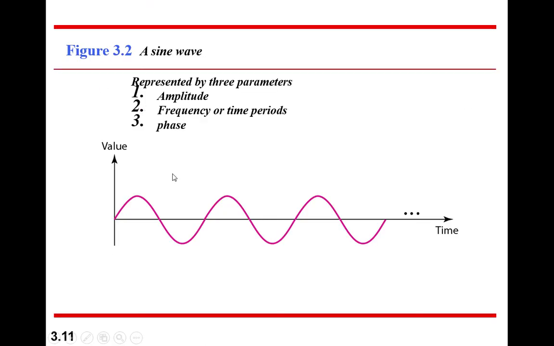Now a signal is an electromagnetic wave, or a sine wave. It is basically represented by three parameters: amplitude, frequency or time period, and phase. So a sine wave has three components: amplitude, frequency, and phase. Let's discuss what is amplitude, what is frequency, and what is phase.